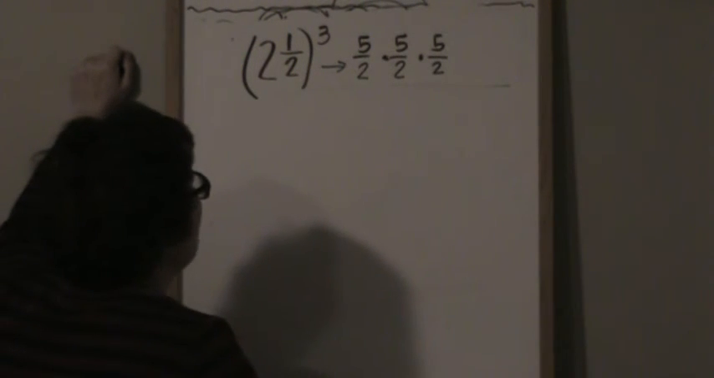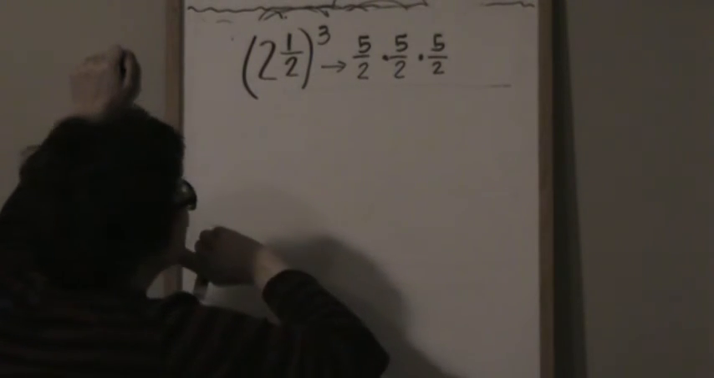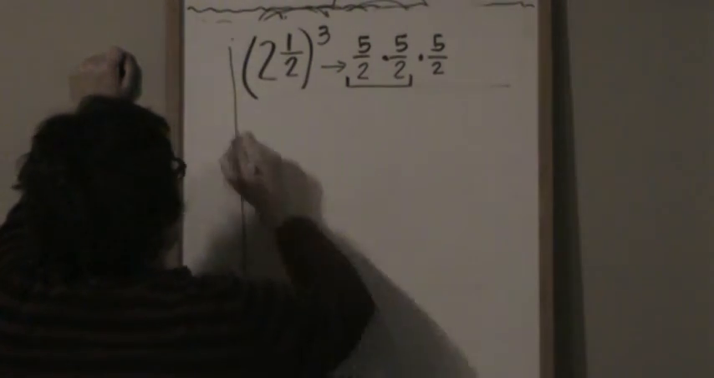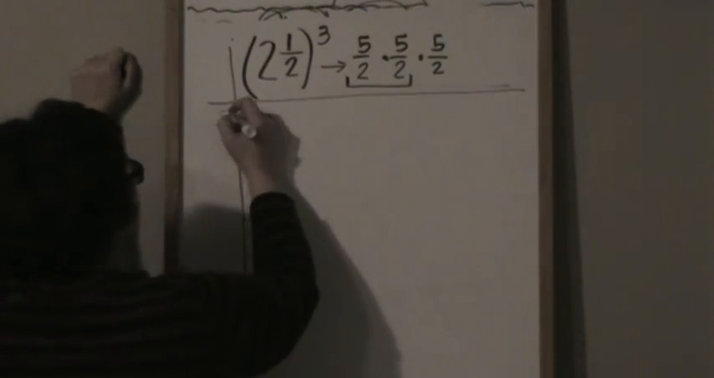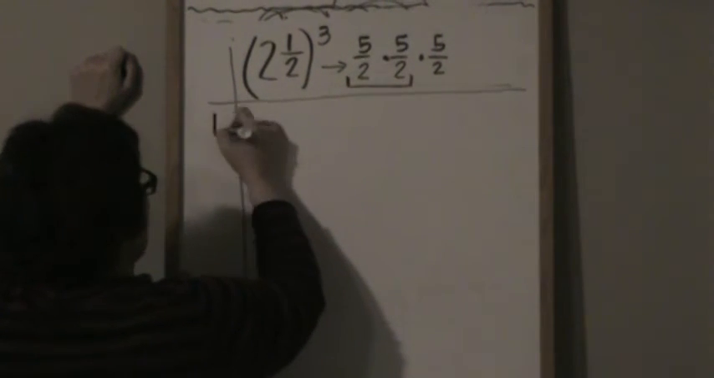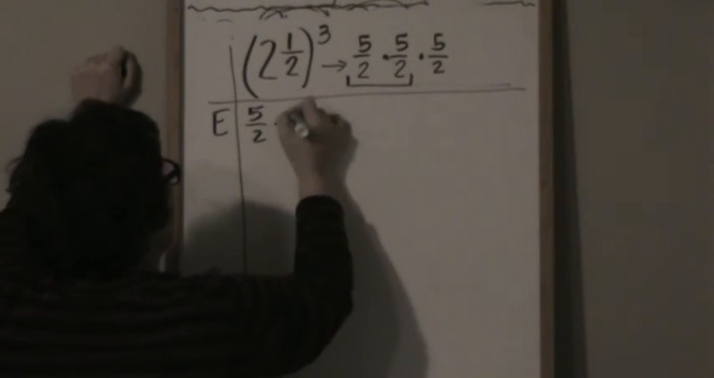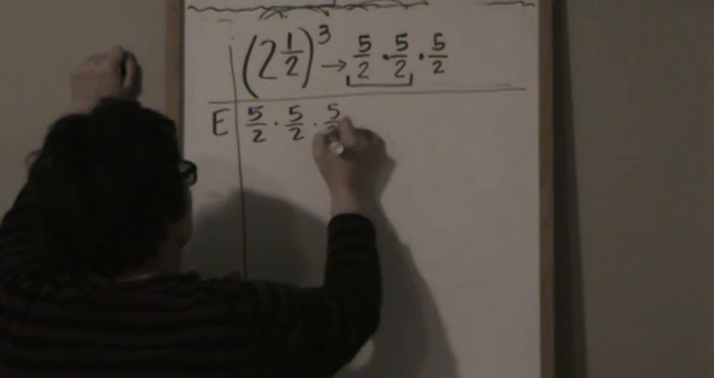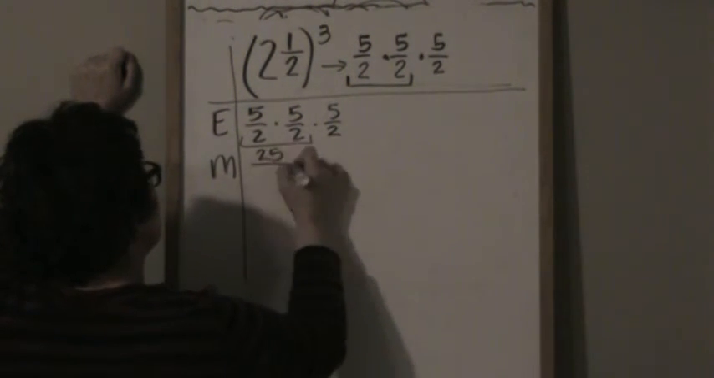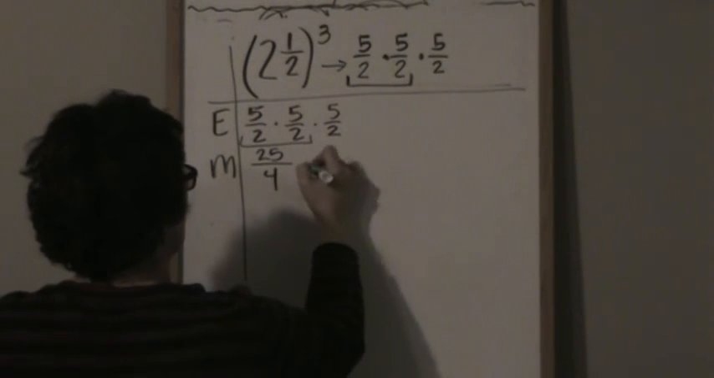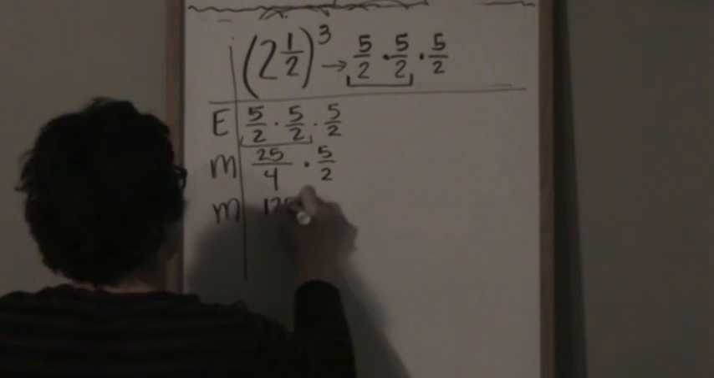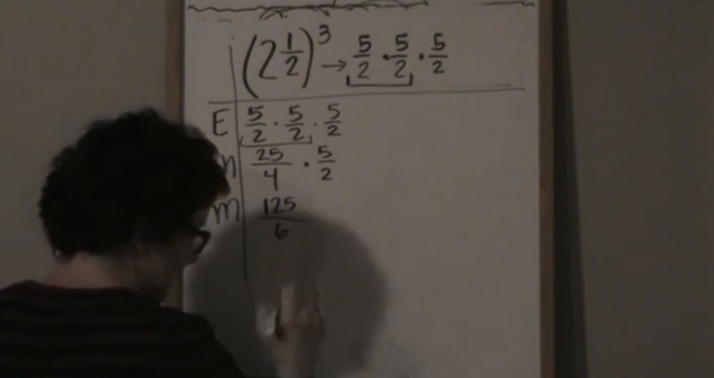Okay? Now, I'm going to multiply across. Okay? I'm going to do this one first. So first of all, I kind of rewrote my exponent, I guess. You could kind of say that, I guess. Now I'm going to multiply. 5 times 5 is 25. 2 times 2 is 4. Bring the rest of it down. Multiply again. 25 times 5 is 125. And 4 times 2 is 6.